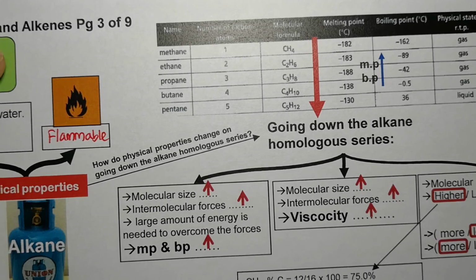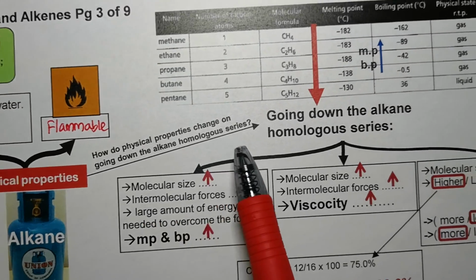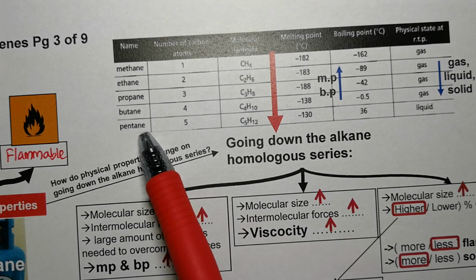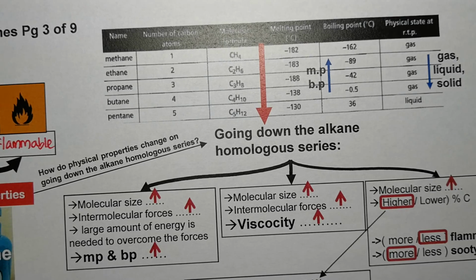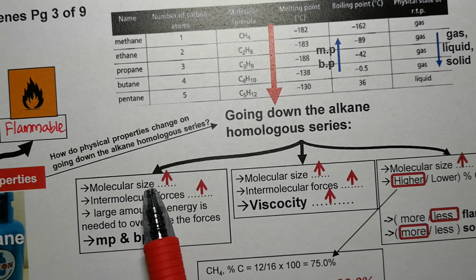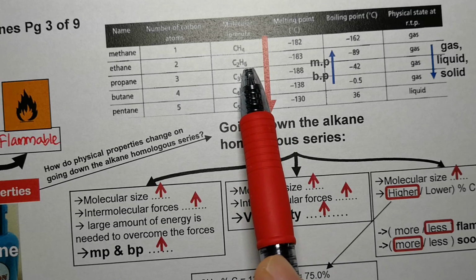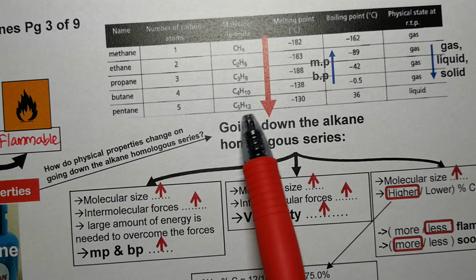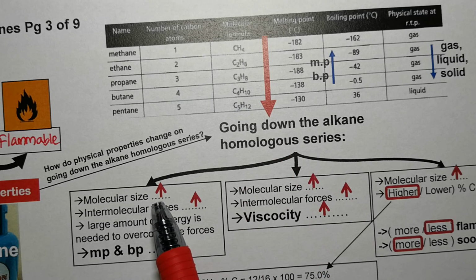Now let's look at the trends of their physical properties. So how do physical properties change on going down the alkane homologous series? So as you go down, you go from methane, ethane, propane, butane, pentane. As you go down, what happens to their physical properties? Let's look at the melting and the boiling point. So as you go down the alkane homologous series, molecular size increases, correct? You can see the molecule CH4, very small molecule, and then C2H6 bigger, C3H8 even bigger, all the way big. So as you go down the homologous series, molecular size increases.